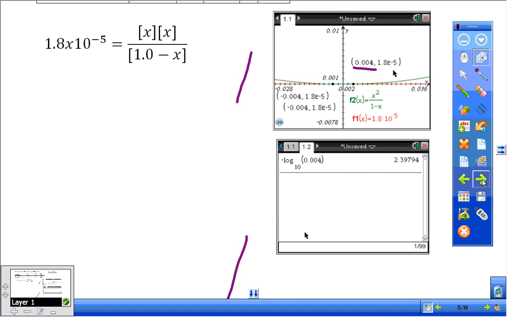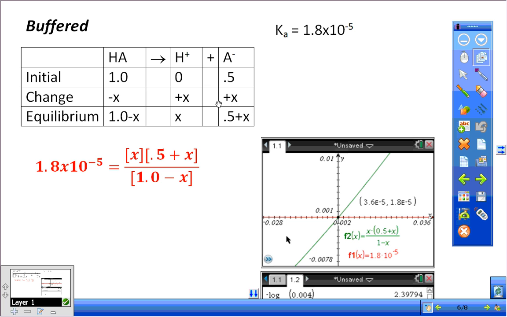Now, when we go into a buffered situation, we set up the same scenario, but initially we have this conjugate base in there, which is adding some of this A minus initially. We set it up like we did before. We have the 1 molar HA, we have 0 H plus at the beginning, but we have this other conjugate that we added, so we have to put that 0.5 in there, which is going to play with the equilibrium. So we do the same type of setup. We get 0.5 plus X as opposed to just plus X, but hydrogen is still X.